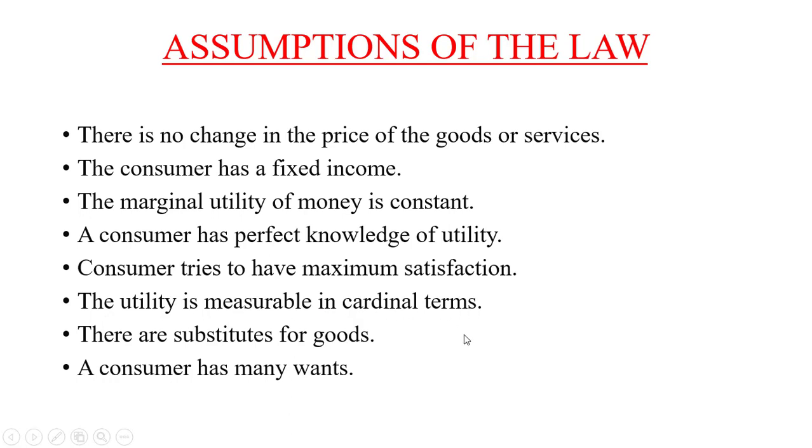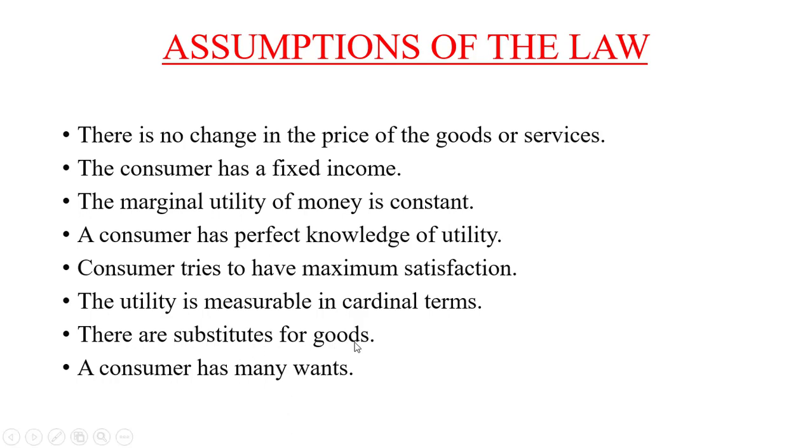Next is the utility is measurable in cardinal terms. Now what are these cardinal terms? Cardinal terms is when you say terms like first, second, third, fourth onwards. Okay, so that is known as cardinal terms. Now if you say 1, 2, 3, 4, 5, 6, right, that is known as ordinal terms. When we measure the utility, it is always in cardinal form. Cardinal form is first, second, third, fourth, fifth, not 1, 2, 3, 4.